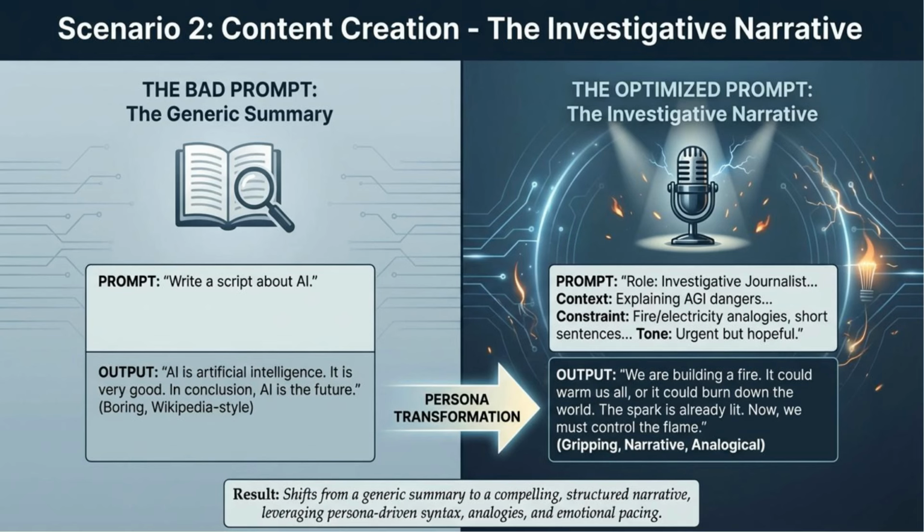Gemini 3.0 immediately changes its syntax. It starts using rhetorical questions. It varies sentence length to control pacing. It stops outputting information and starts outputting narrative.